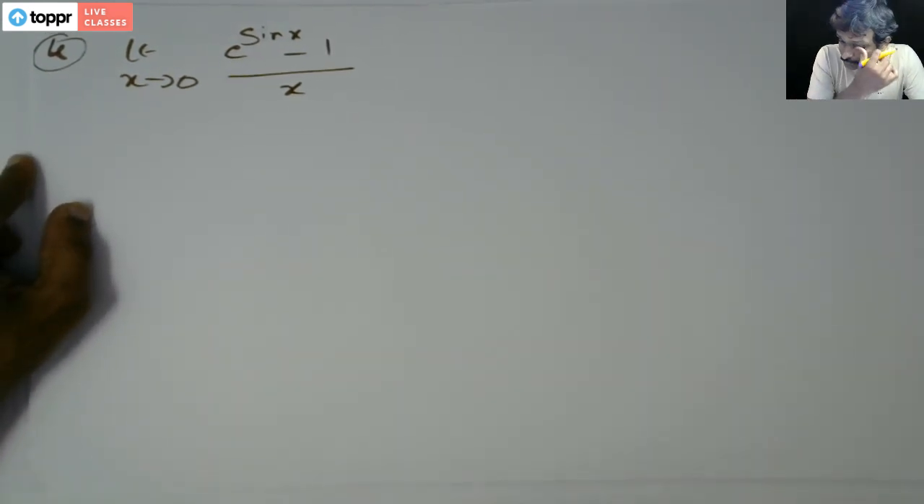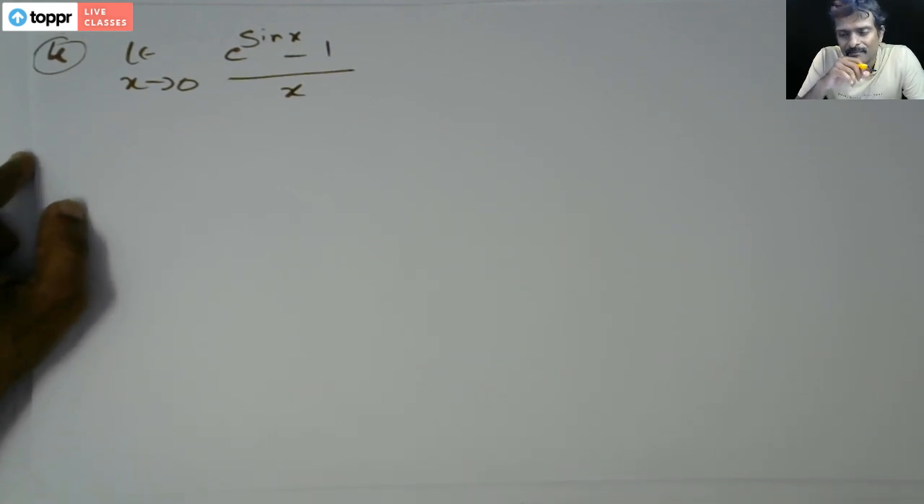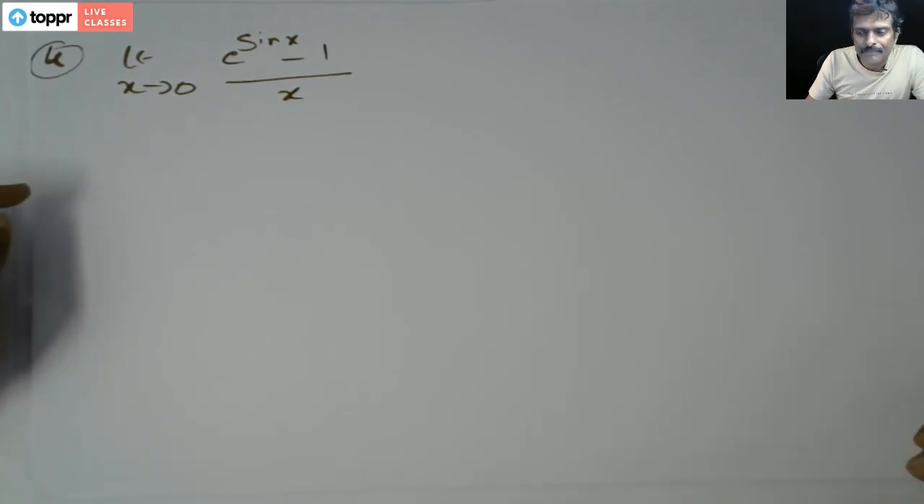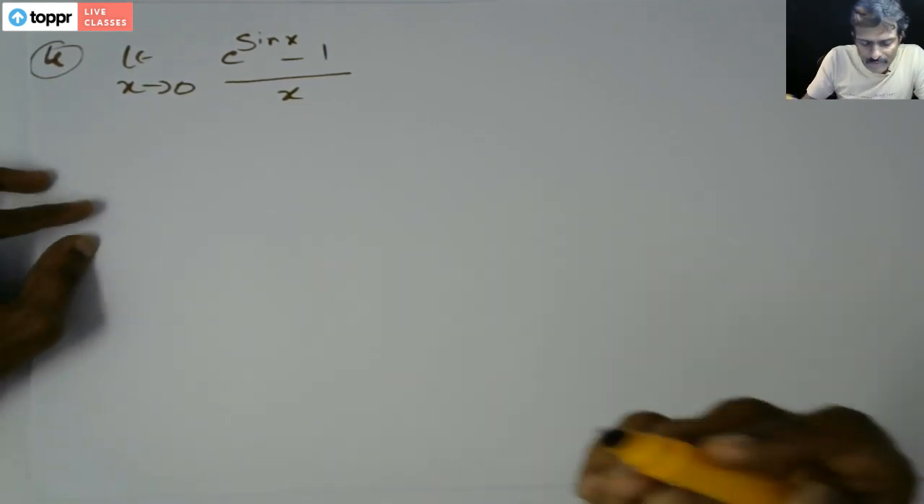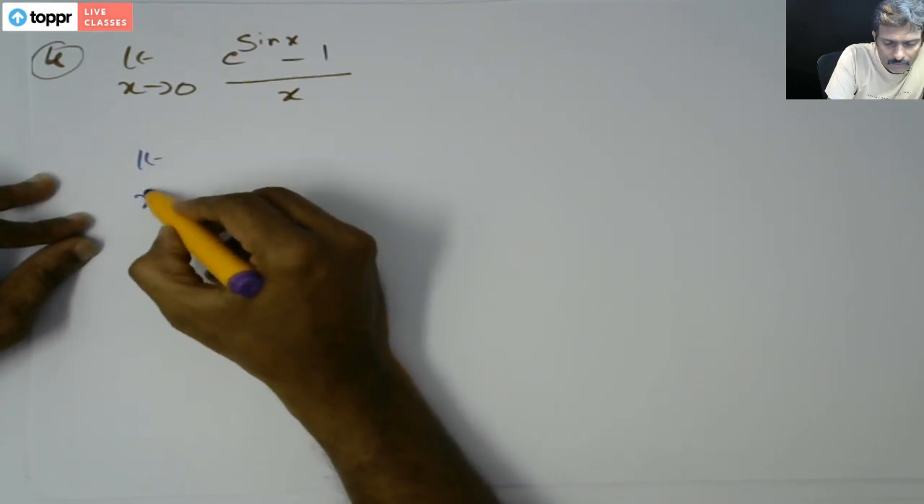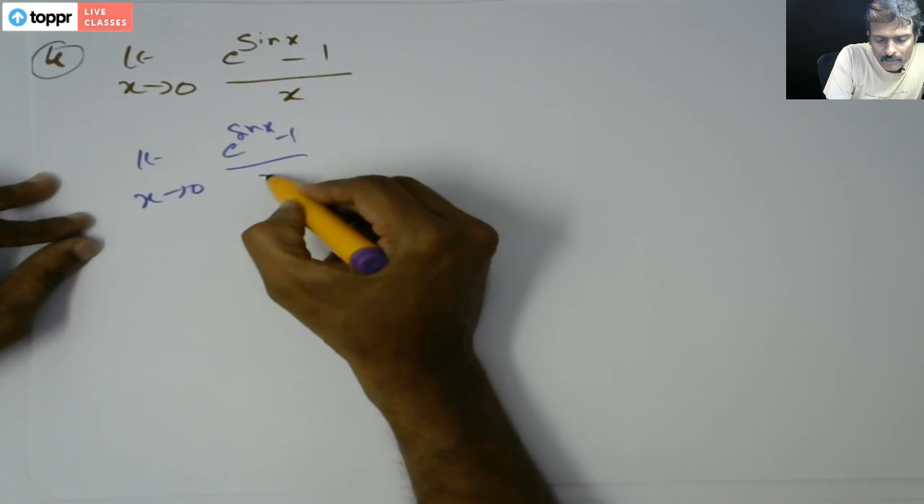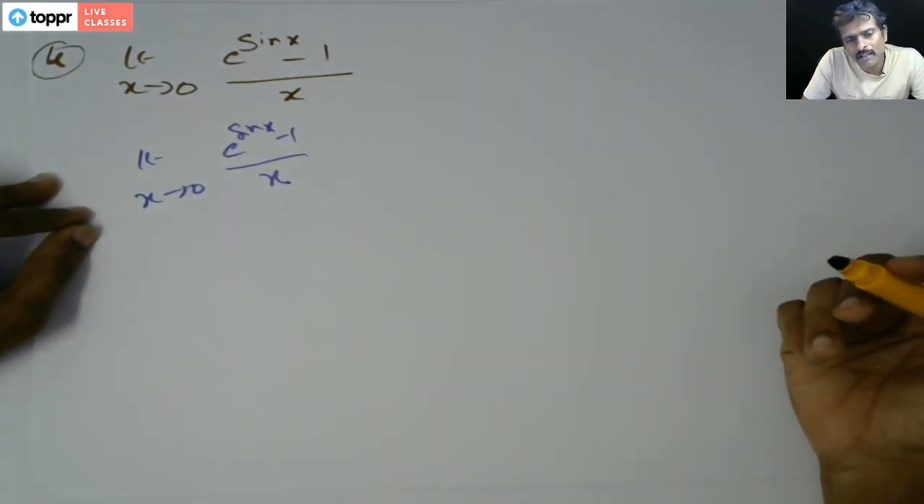Next, limit x tends to 0 of (e power sin x minus 1) by x. So how do we do this one? Let us see. What are the formulas regarding this?